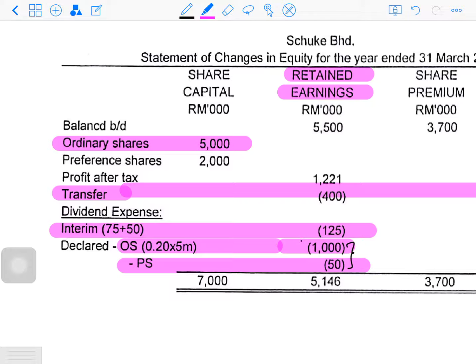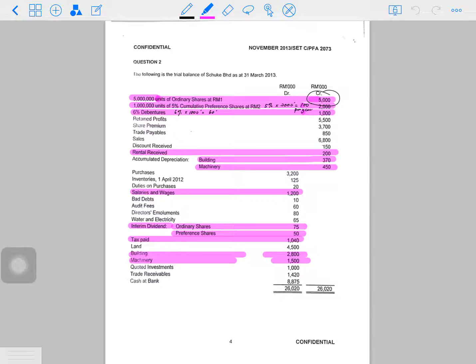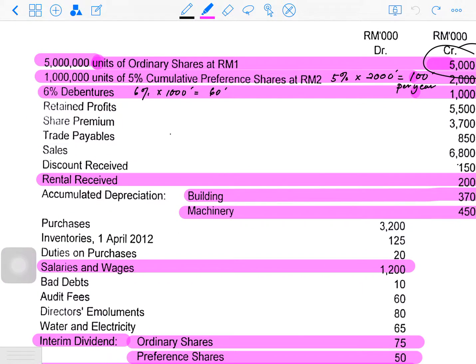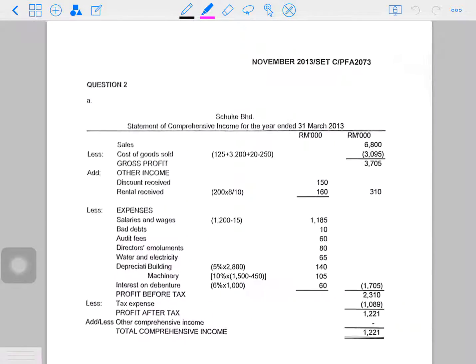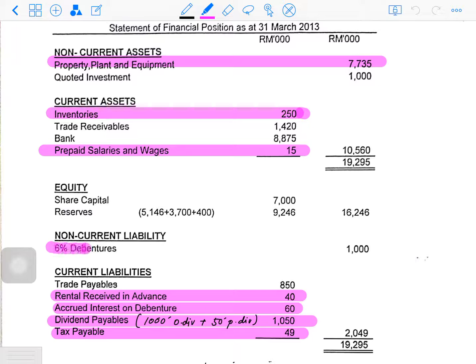Okay. Preference shares 2 million. Okay. So put it into the statement of changes in equity. Okay. Settle this and this. Okay. 6% debenture. 6% debenture should be put into financial position, long-term liability. 1 million. Okay, 1 million.